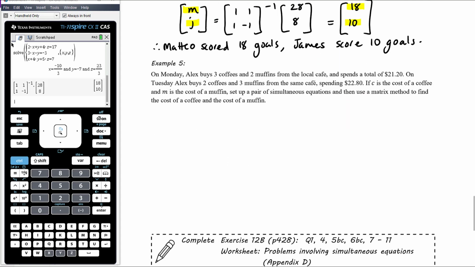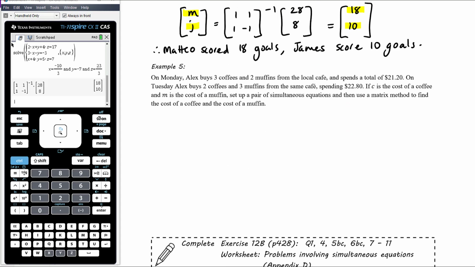Okay, final example. On Monday, Alex buys 3 coffees and 2 muffins from the local cafe and spends a total of $21.20. On Tuesday, Alex buys 2 coffees and 3 muffins from the same cafe, spending $22.80. If C is the cost of a coffee and M is the cost of a muffin, set up a pair of simultaneous equations and then use a matrix method to find the cost of a coffee and the cost of a muffin.